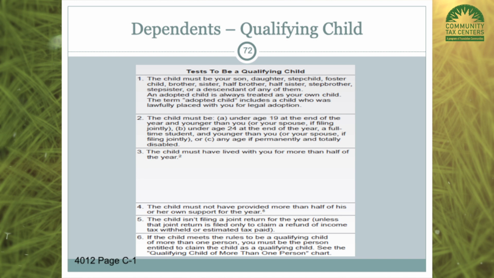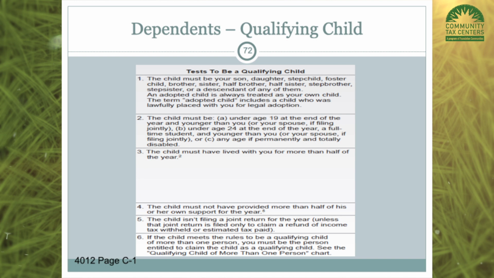Then we drop down to the age. The child must be under the age of 18 at the end of the year and younger than you or your spouse if filing jointly. So that means 18 or younger. Or under the age of 24 at the end of the year, a full-time student and younger than you or your spouse if jointly. So if they're going off to college, at least a full-time student for a semester, so those 5 months on there. So that's for they're in college, 23 and younger.